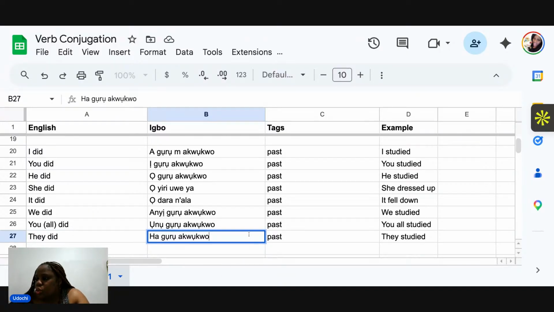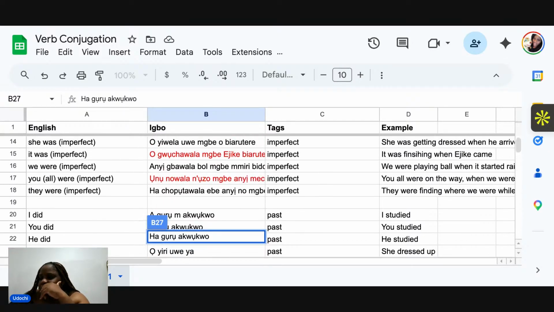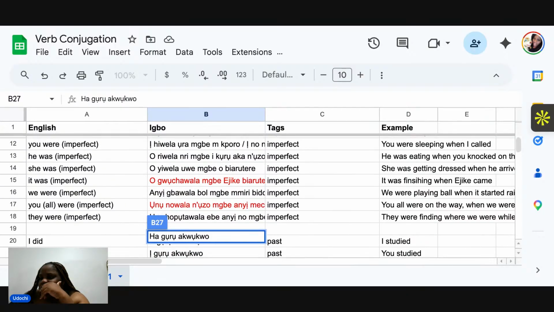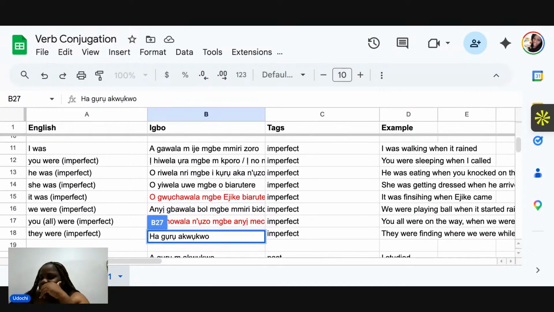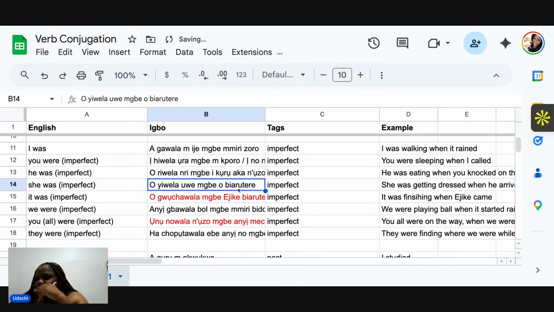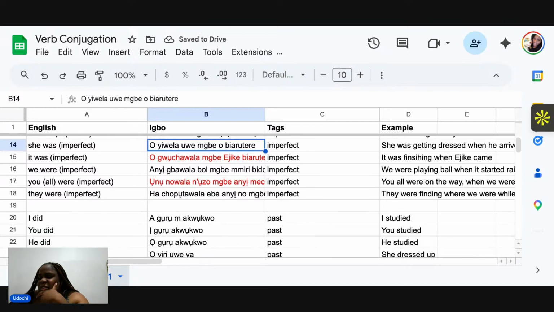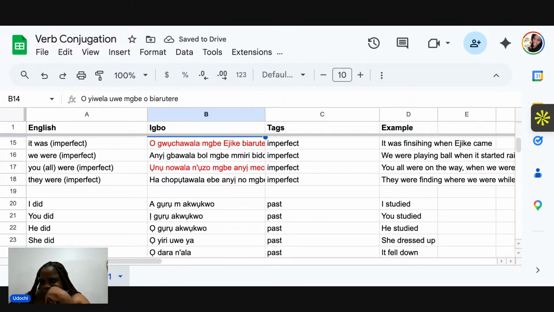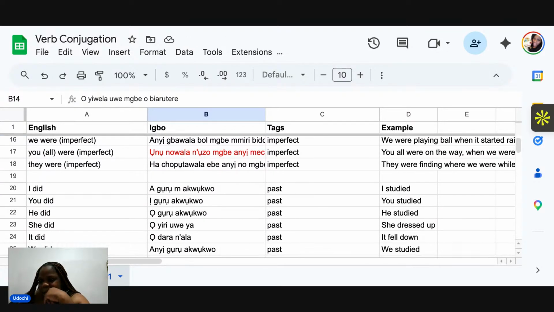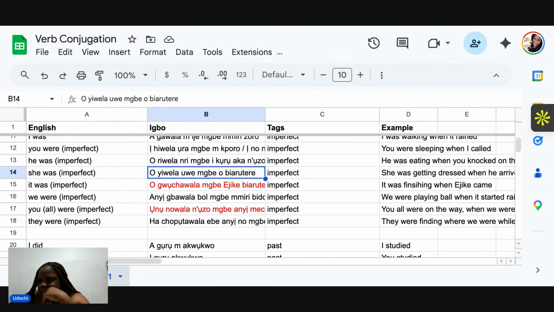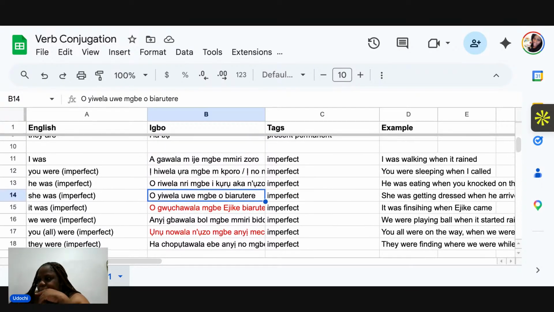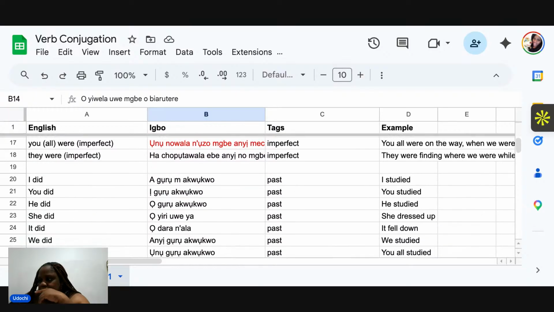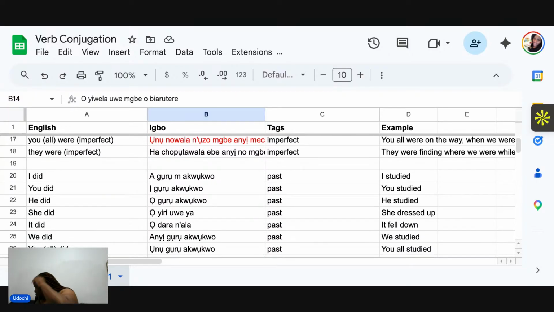So that is that. But I wonder if you were, I was, you were, all that kind of stuff, if there's a case for that, the past tense as opposed to the imperfect tense. Let me look it up in my this thing.